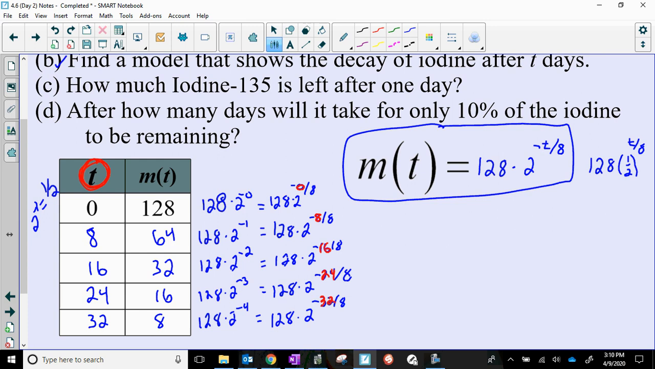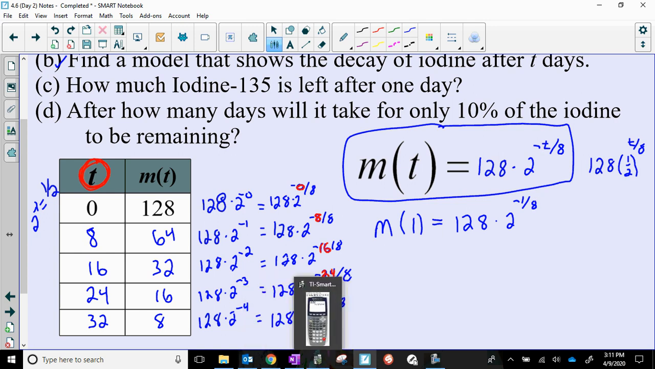So the next one says how much iodine was left after 1 day. Now these were in days for this. So when I do this one, this one's probably not going to be a nice number. What the M is standing for in this problem is the mass. So that's when they're saying how much, the amount. They're looking for the mass. So the mass of iodine that's left after 1 day would be 128 times 2 to the negative 1/8.